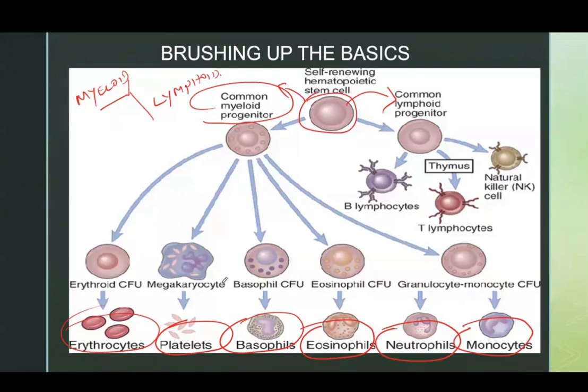Next, we are going to see how the lymphoid progenitor cells divide. They divide into your B lymphocytes, T lymphocytes, as well as your NK cells. NK cells are nothing other than your natural killer cells. This is the very basic.